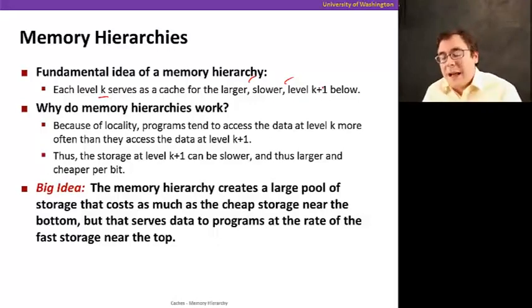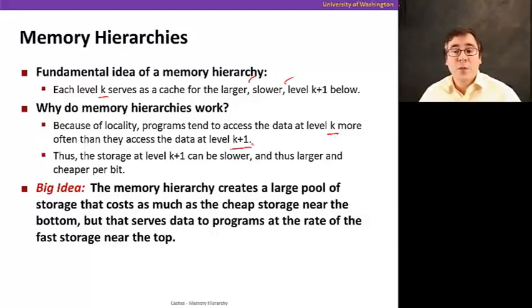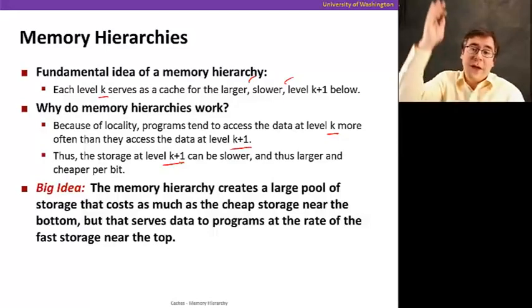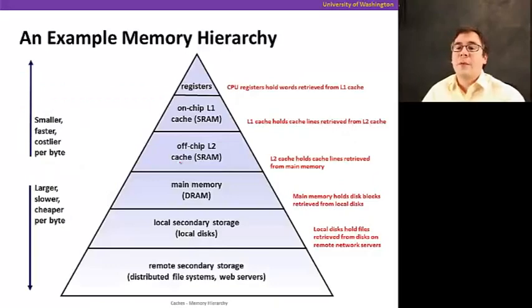Programs tend to access data at level K much more often than at level K plus 1. Therefore, the storage at level K plus 1 can be slower, therefore larger, and also cheaper per bit. So again, the big idea of memory hierarchy is to create a really large pool of storage that costs as much as the cheap storage near the bottom, but serves data to the program mostly from the upper levels, which are faster. So you can create the illusion of a large pool of memory that is fast and cheap. Let me give you an example.